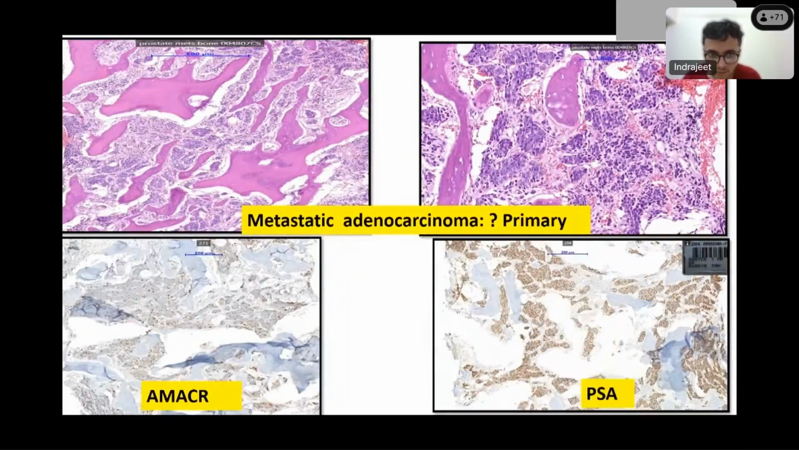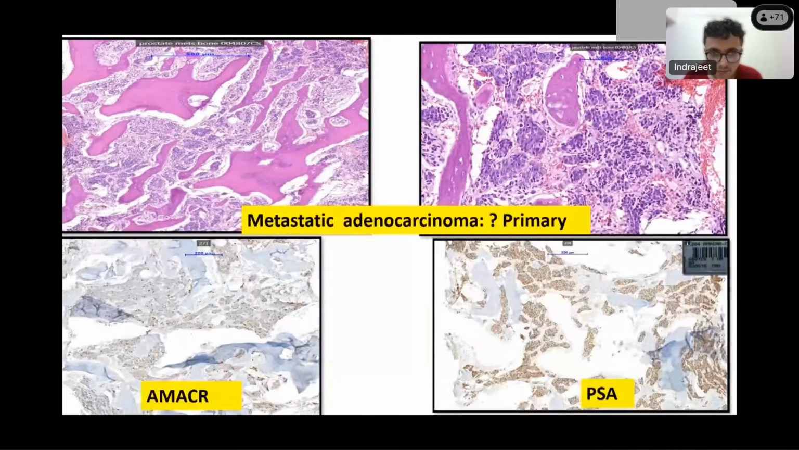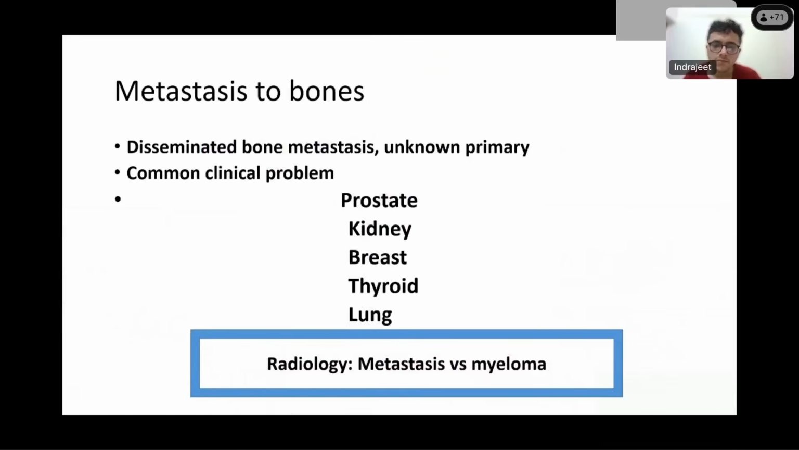Now, adenocarcinoma in the bones can come from anywhere. This is a signet cell adenocarcinoma, this is prostatic adenocarcinoma. The onus on the pathologist, especially in this era of targeted therapy, is to find out where the tumor is coming from. So for all metastatic adenocarcinomas with an unknown primary, you should apply at least a minimum panel of IHCs. You should know the common sites the tumor can be coming from: prostate, kidney, breast, thyroid, lung. These are the commonest carcinomas which go to bones. So think about them first.